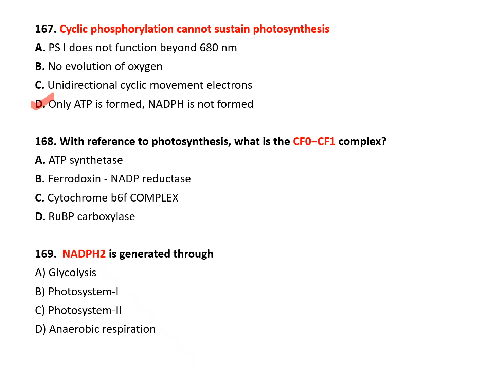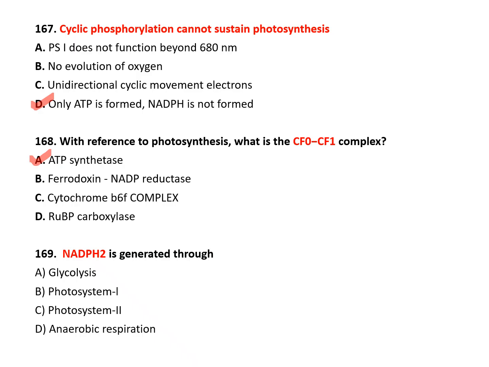With reference to photosynthesis, what is the CF0 and CF1 complex? Option A, ATP synthetase. Option B, pyridoxine NADP reductase. Option C, cytochrome B6F complex. Option D, RUBP carboxylase. Correct answer is option A, ATP synthetase. The next question number 169.